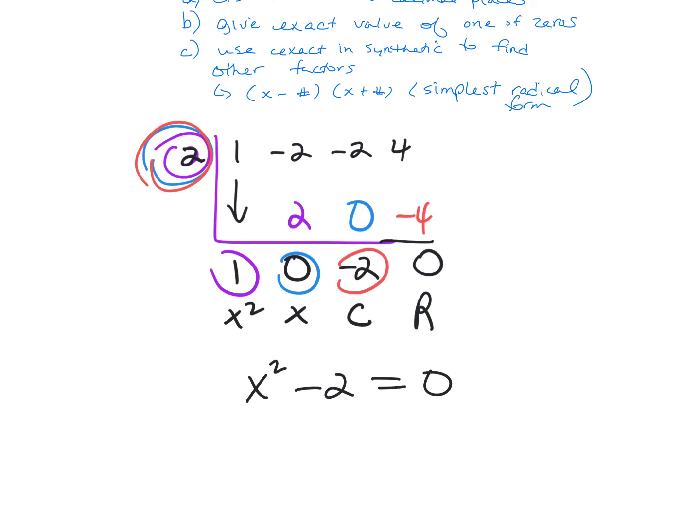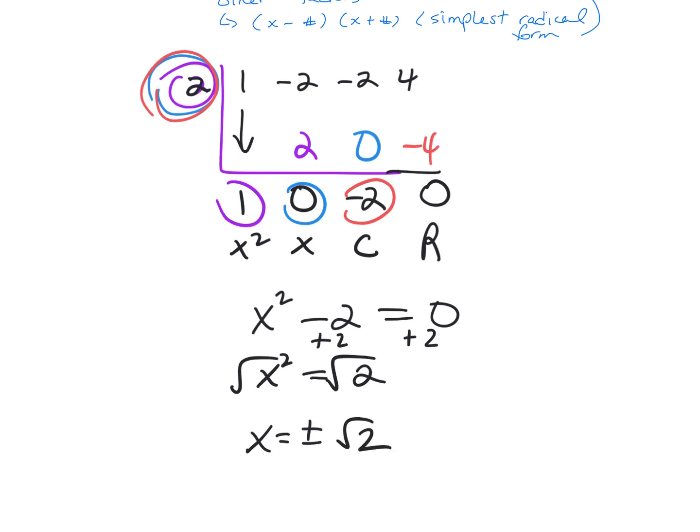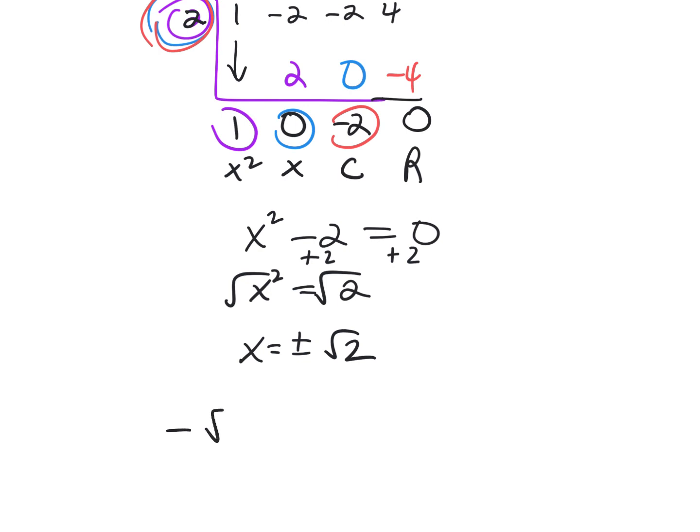To get my other two zeros, I need to solve this. If it asks you to list the factors, they are going to be the square root of 2. So it's x squared equals 2, and I can add the 2, square root it. So my two solutions are going to be plus and minus root 2. So my three solutions are going to be negative root 2, positive root 2, and positive 2.